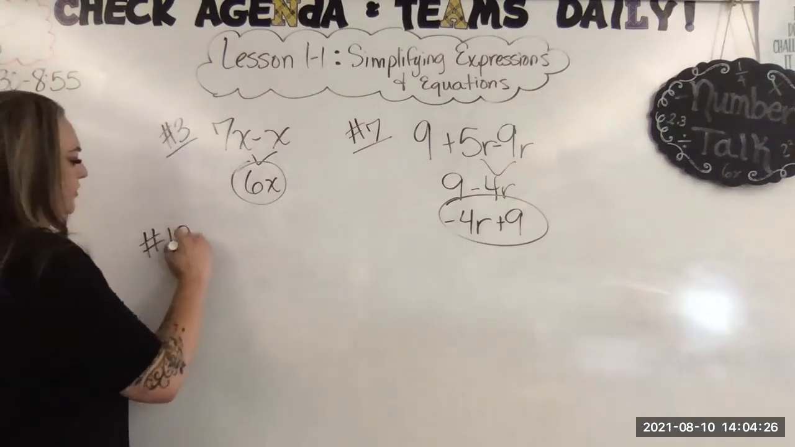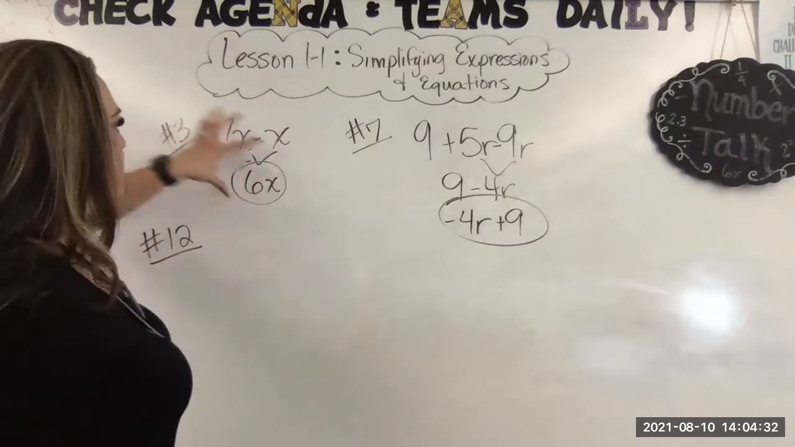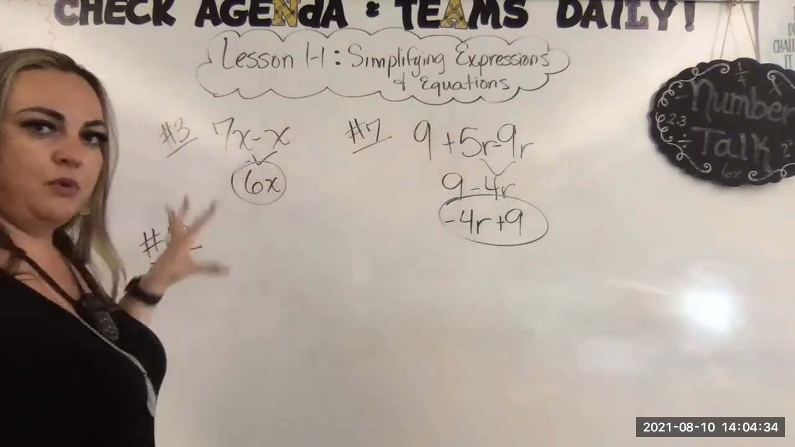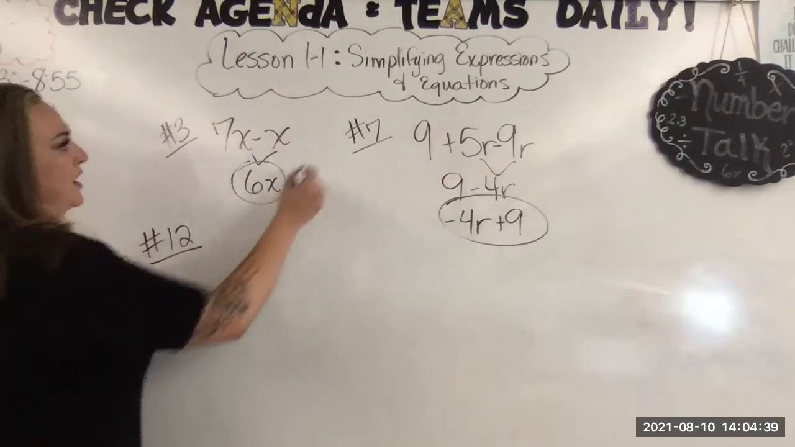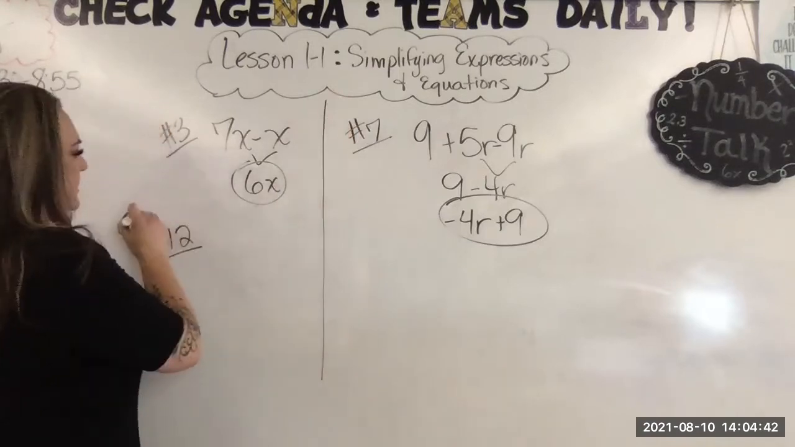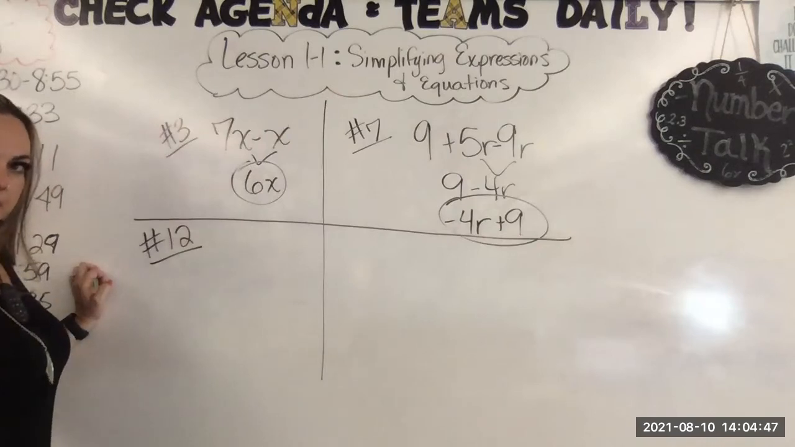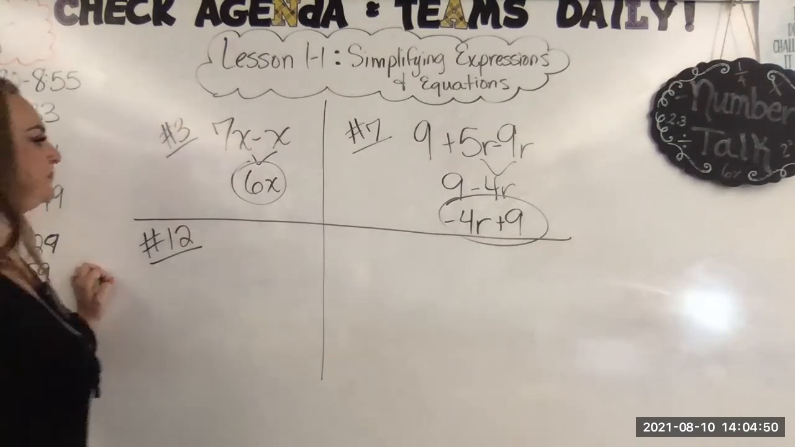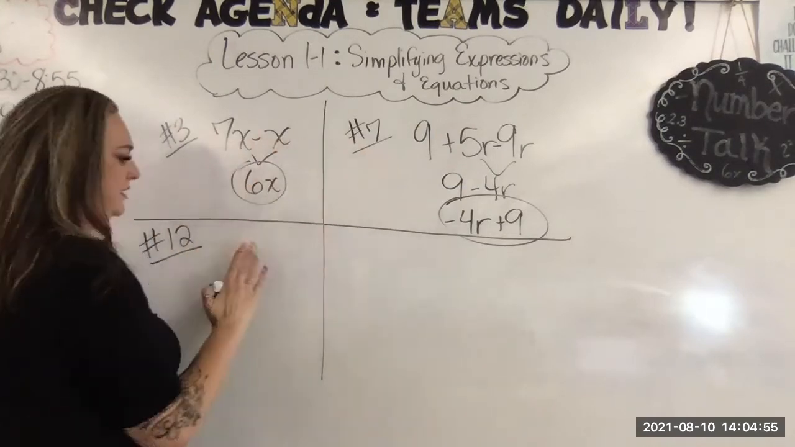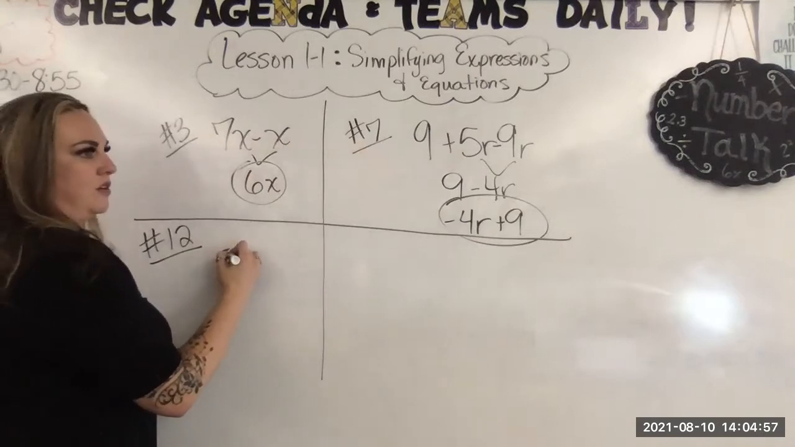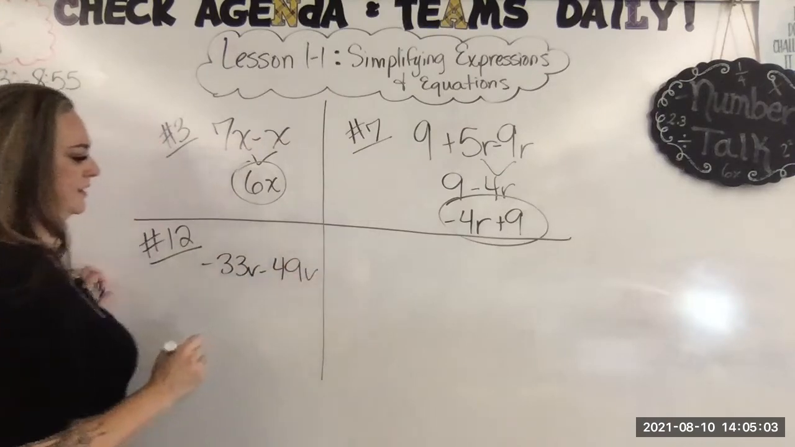Okay, let's do number 12. Remember, if I write it, you write it. So every single thing that I have on here, I want you to put on your paper also. Before we continue on, we need to be separating our examples with boxes. Take a moment to do that. This just makes it very nice and organized to see what goes with what. So this one, number 12, is -33v minus 49v.